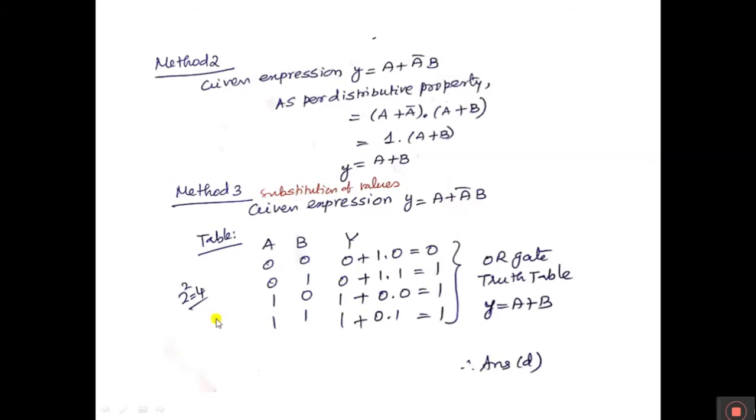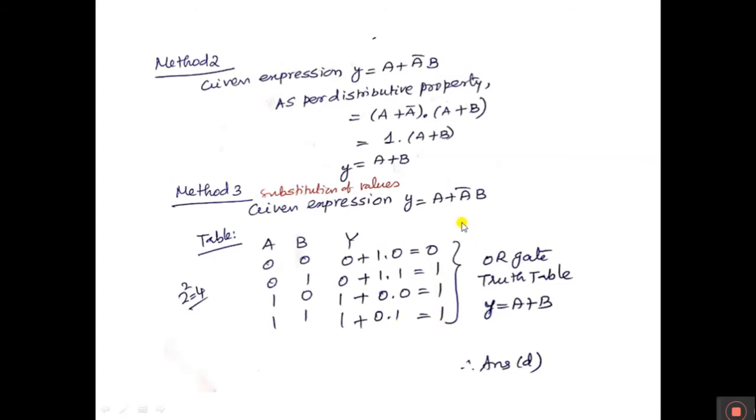Again a is 0, b is 1, so 0 plus 1 dot 1 becomes 1. Input is now 1 0, so 1 plus 0 dot 0 becomes 1. Third input 1 1, so this becomes 1 plus 0 dot 1. The final answer I am getting is 0 1 1 1.